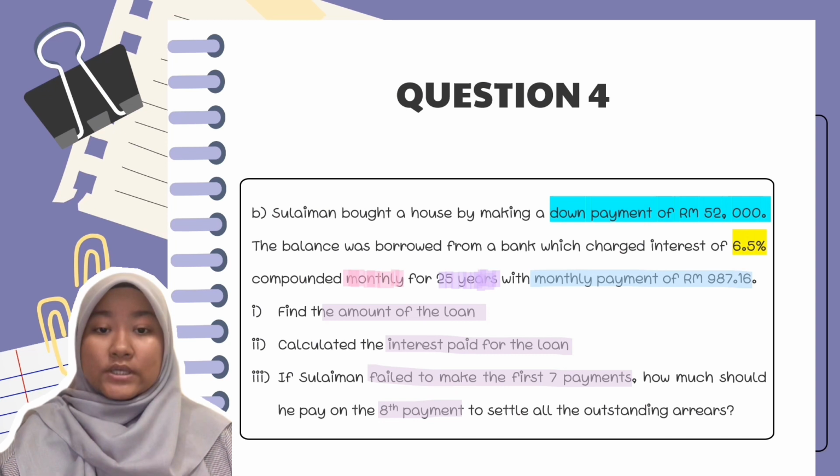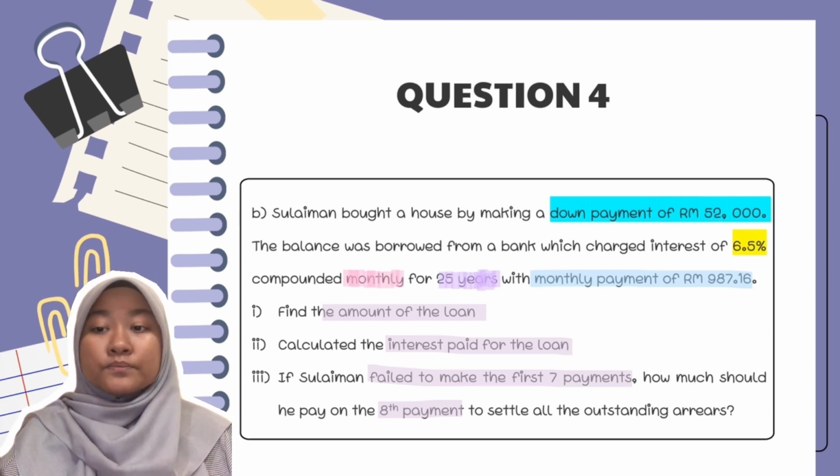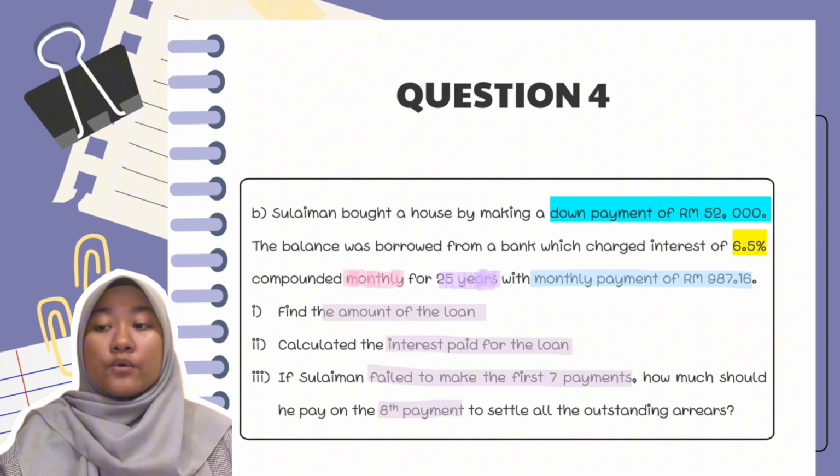For question 4b, Sulaiman bought a house by making a down payment of RM 52,000. The balance was borrowed from a bank which charged interest of 6.5%, compounded monthly for 25 years, with monthly payment of RM 987.16. 1. Find the amount of the loan. 2. Calculate the interest paid for the loan. 3. If Sulaiman failed to make the first 7 payments, how much should he pay on the 8th payment to settle all the outstanding arrears?